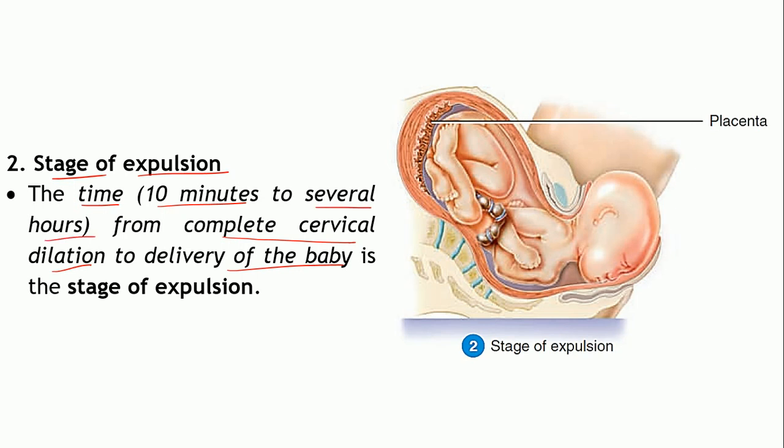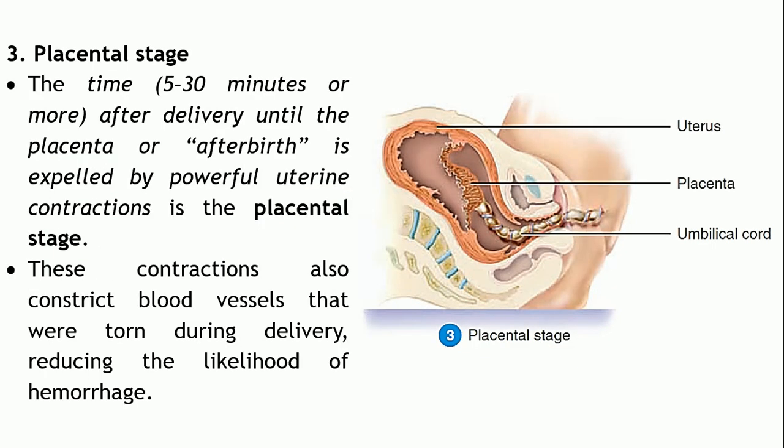Okay, so this is the stage of expulsion, where the baby is pushed out of the cervical canal as well as the vagina towards the exterior. And the third stage is the placental stage. This is the time after the delivery until the placenta, or the afterbirth, is expelled by the forceful contractions of the uterus. So this is known as the placental stage.